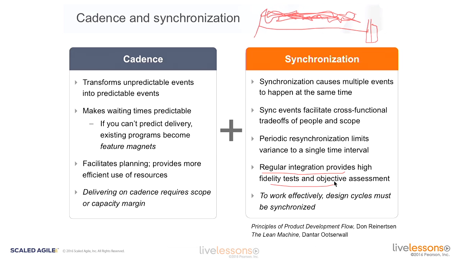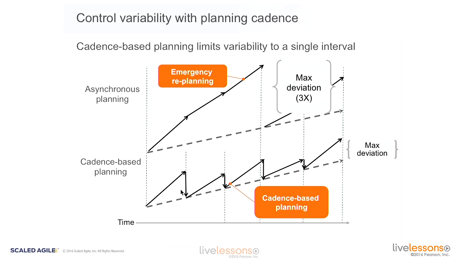Now, the takeaway here from the Lean machine is that to work effectively, design cycles must be synchronized, right? So now we see these two things working together. We want synchronized design cycles, and we have to have capacity margin if we're going to deliver on plan. How does this translate? Well, here's a simple example. I'm just using a planning example, even though the principle applies in lots of different places.